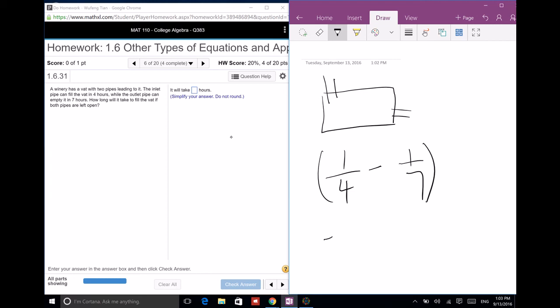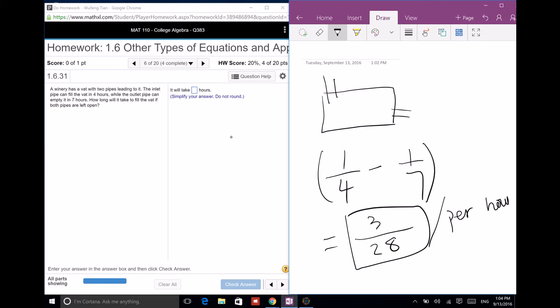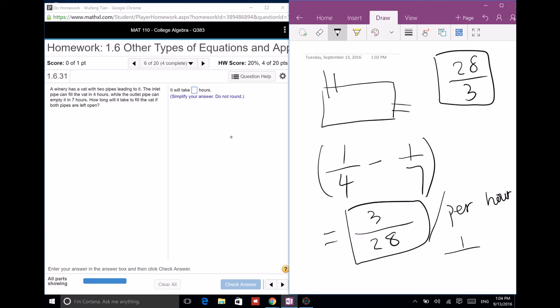Okay. So the answer is going to be 3 out of 28. That's how much you can fill in 1 hour if both are open. Suppose it's one vat, right? So that's just per hour. Then, because it's the 1 vat, you take 1 divided by 3 out of 28. So it's going to be 28 over 3. Okay. That's the one.